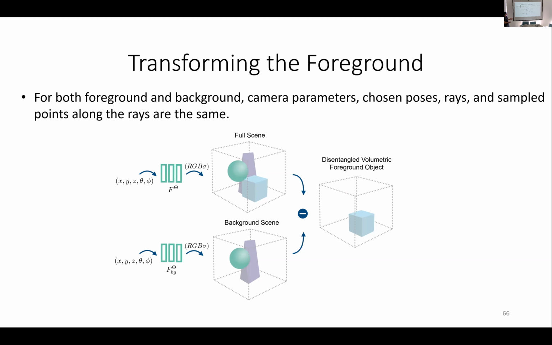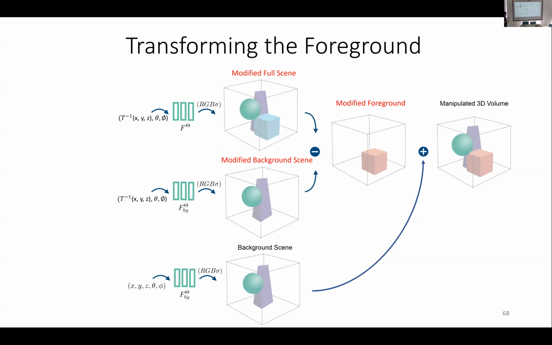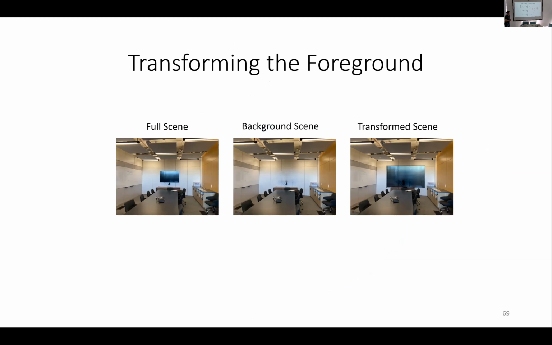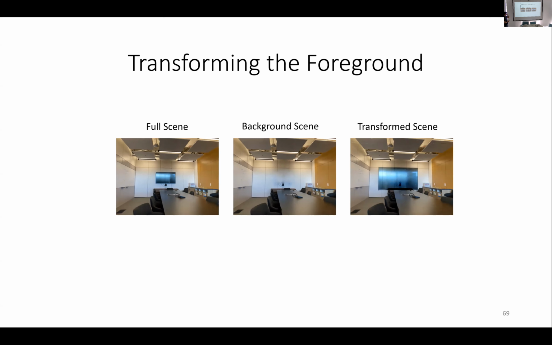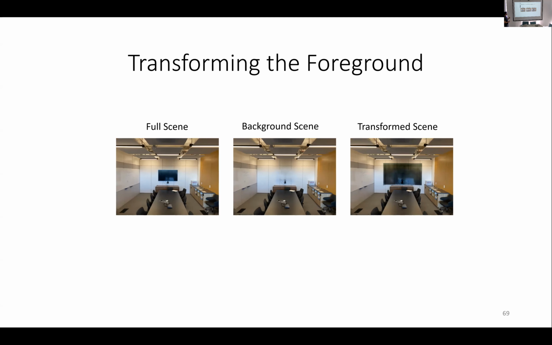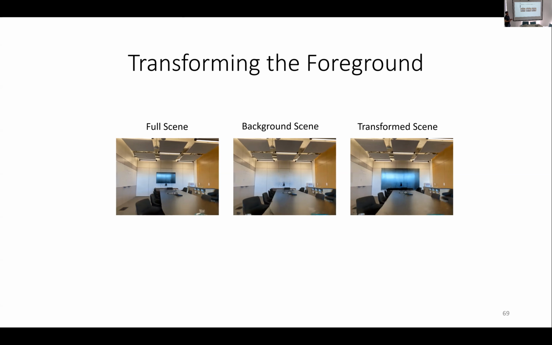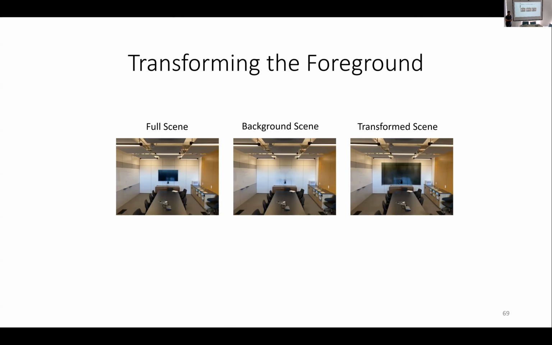Okay, so let's look at one example. Let's say you want to transform the foreground object. What we assume here is that we take the same camera parameter rays and sample points along the rays. If we have a transformation T, we can simply query the points with the inverse of this transformation to get a modified foreground volume. Then we can add it back to the background scene, which is queried at the input coordinates. What this gives us is a transformation of the foreground only. You can see that we transformed the object of the TV while capturing the reflections correctly, which are part of the background representation.